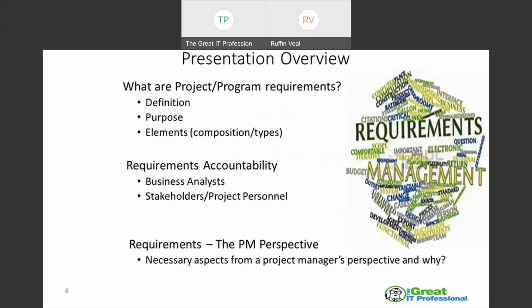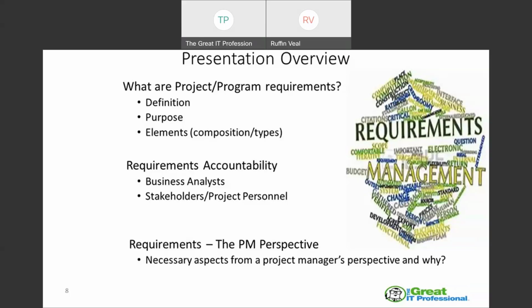Today we're talking about requirements management. And first of all, we're going to talk about what are program and project requirements. We're going to give a definition, a purpose, and the elements that are involved in requirements management. After that, we're going to talk about accountability. Who is exactly accountable for acquiring and accessing and getting the requirements for our particular projects?